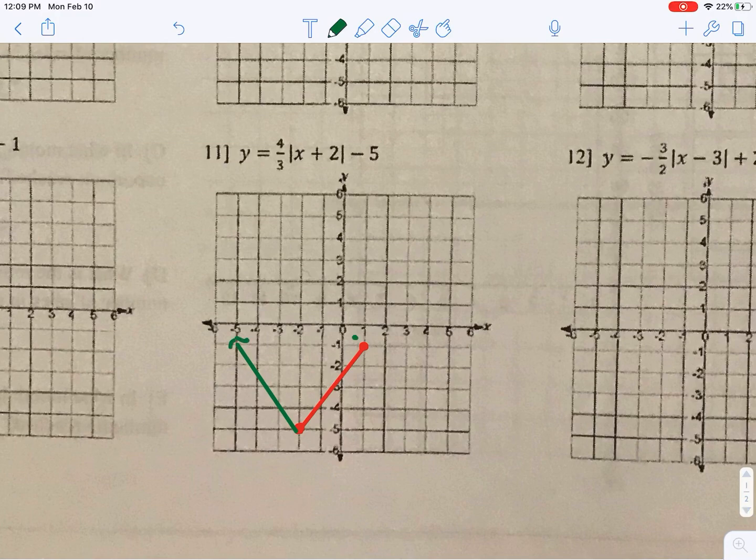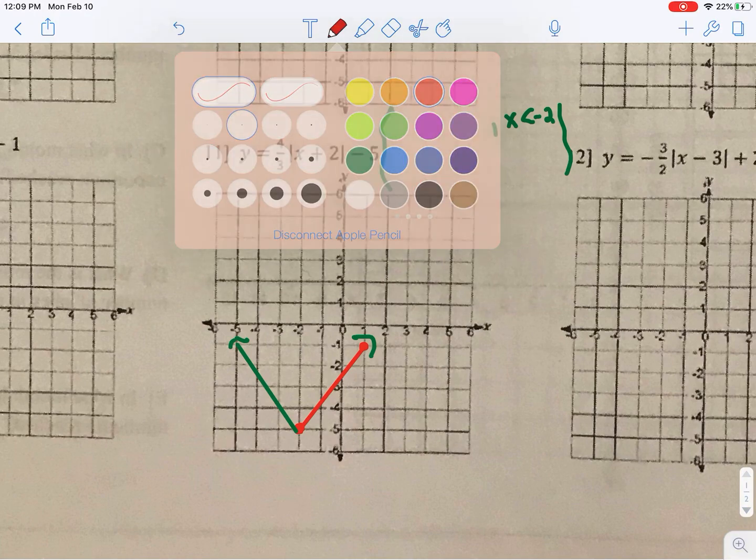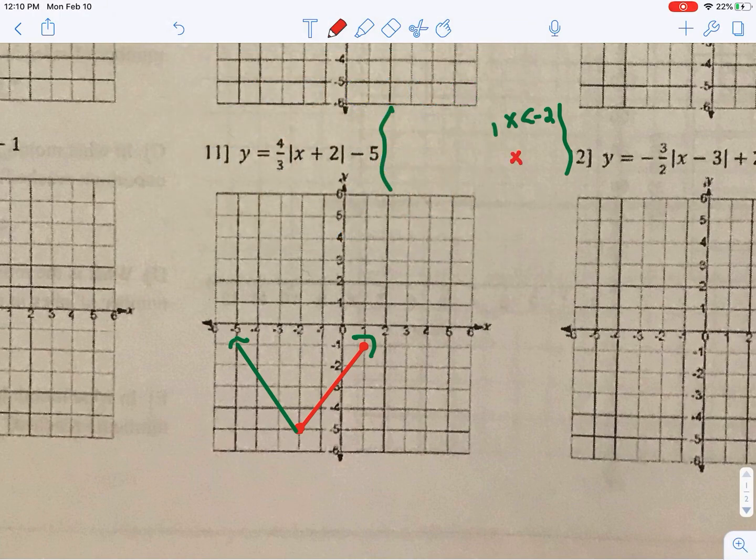Now I have it. Okay, this is going to infinity, and that's going to infinity. So for my domain out here, when x is less than -2, I'm going to do the green part. And when x is greater than -2, or I could say greater than or equal to, so I include it in one or the other, I'm going to do something different.